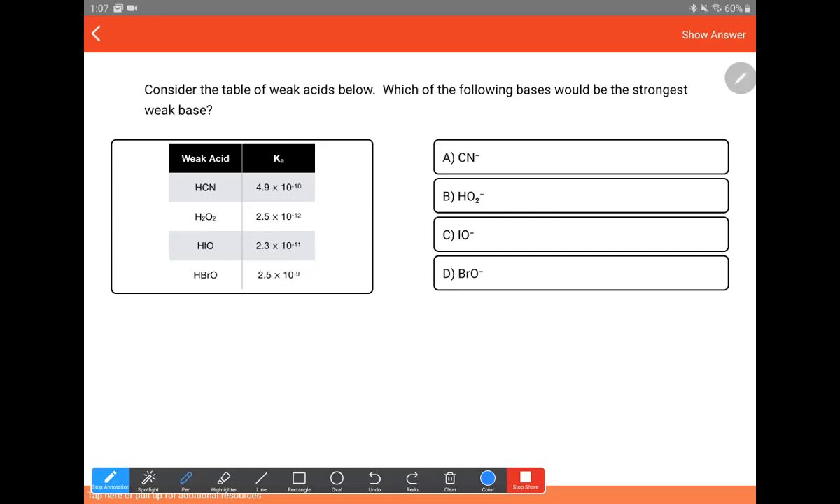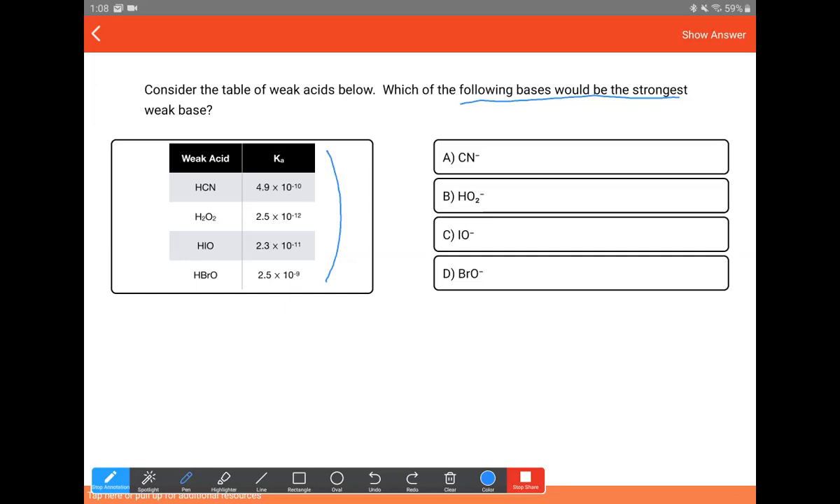Okay, this is a unique question in that it's showing a table of weak acids and then asking which of the following bases would be the strongest weak base. So this has two parts. First is understanding that Ka is related to the strength of a weak acid, right?